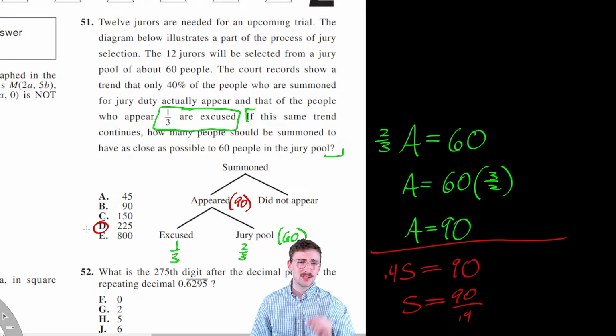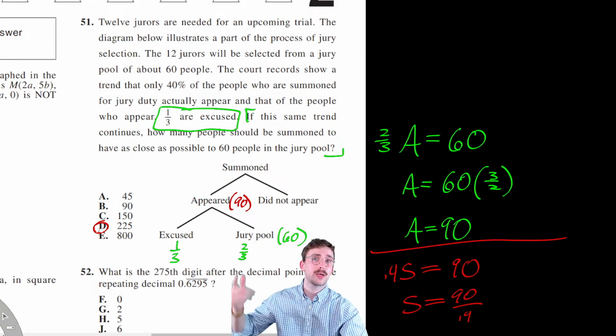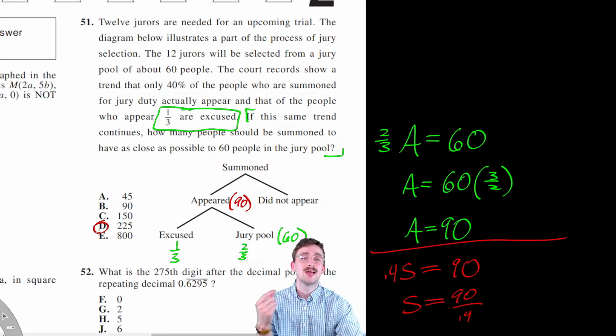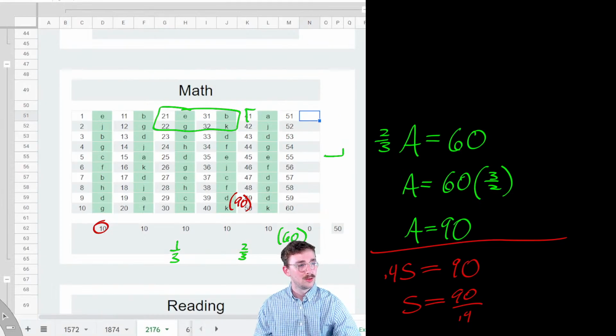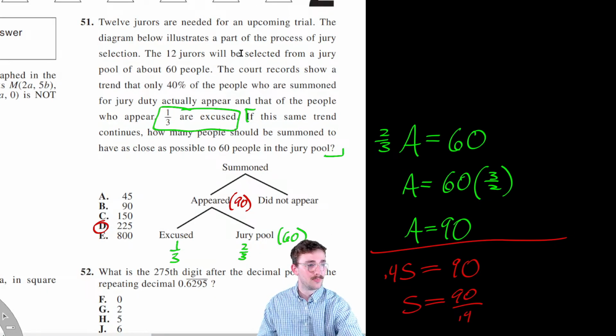And let me make sure that that's what I'm looking for. That's the number S, letter S meaning summoned. And they said if this same trend continues, how many people should be summoned to have as close as possible to 60 people? If I wanted to check this, I would do, okay, what's 40% of 225? And then what's 2/3 of that? But you know what? I trust it. 225, that was D. All right, let's go.